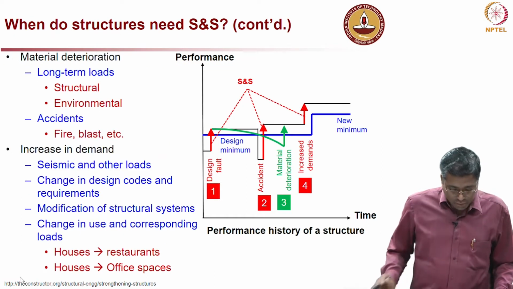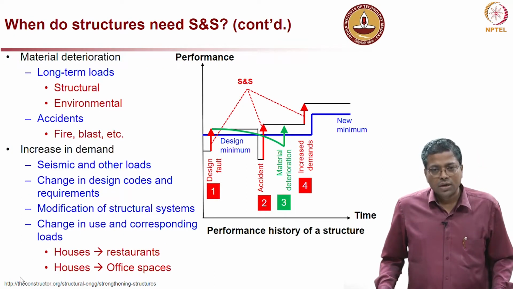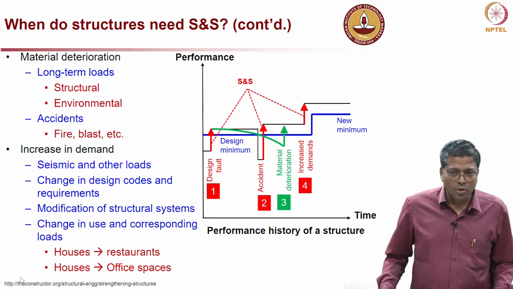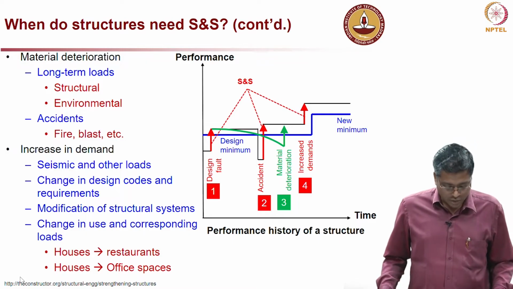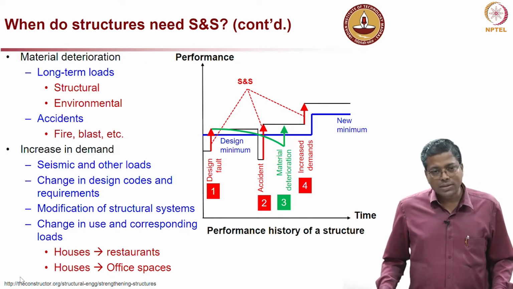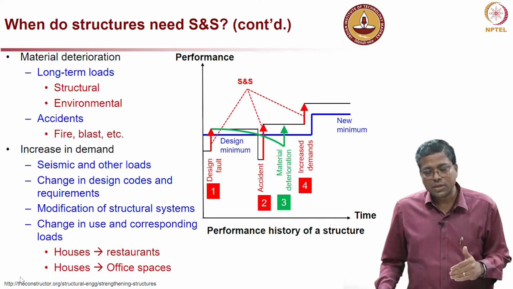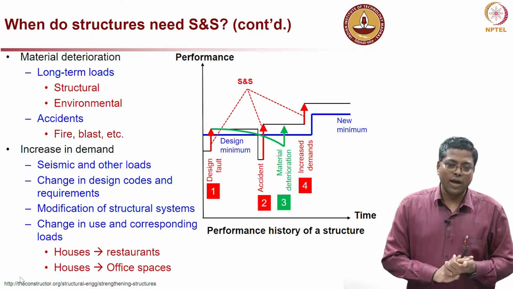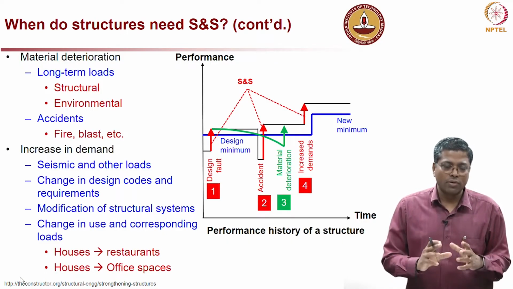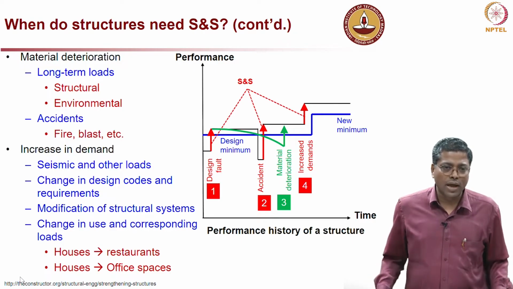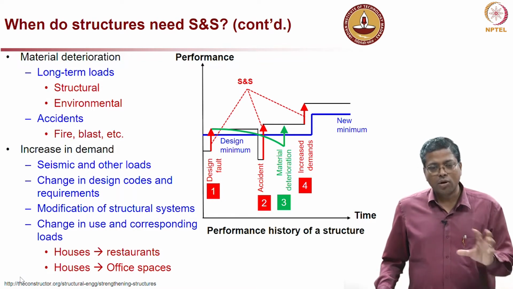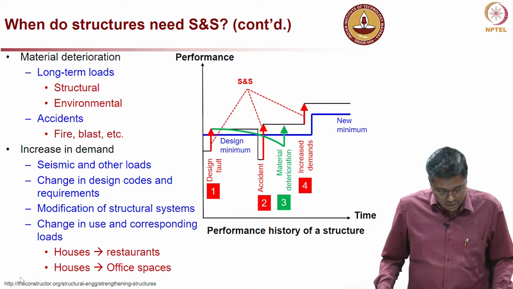Now, let us look at the next point, which is material deterioration. Typically, these are associated with the long term loads, and when I say long term load, it is both structural and environmental loads. And also accidents come into the picture, the accidents which lead to degradation of the property of the material. For example, fire or blast load, if you have, these might induce some micro cracks in the concrete system, and that might affect the overall behavior or the material properties of the concrete.